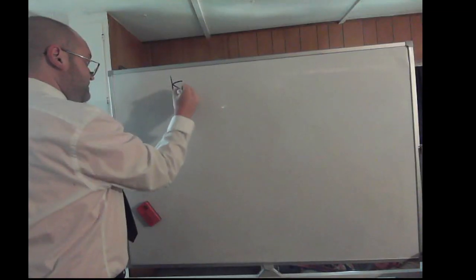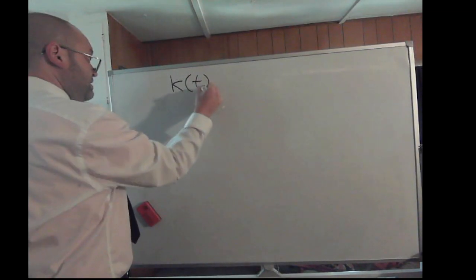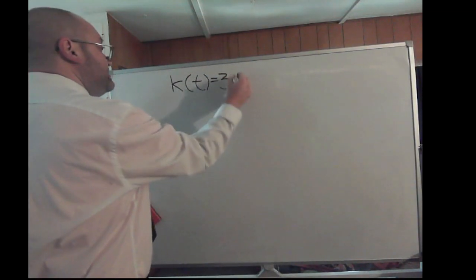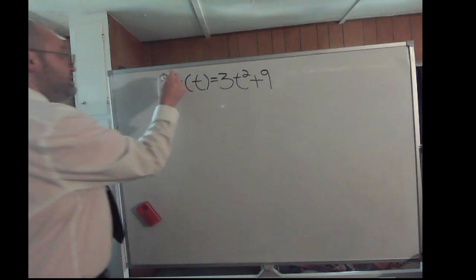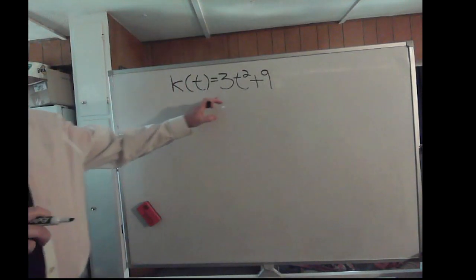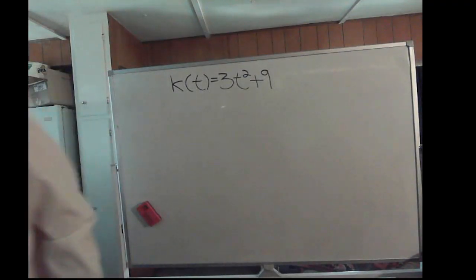K of t equals 3t to the second plus 9. So we have k of t equals 3t to the second plus 9.